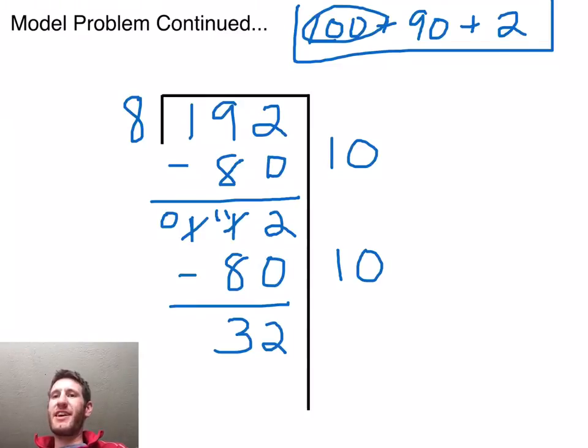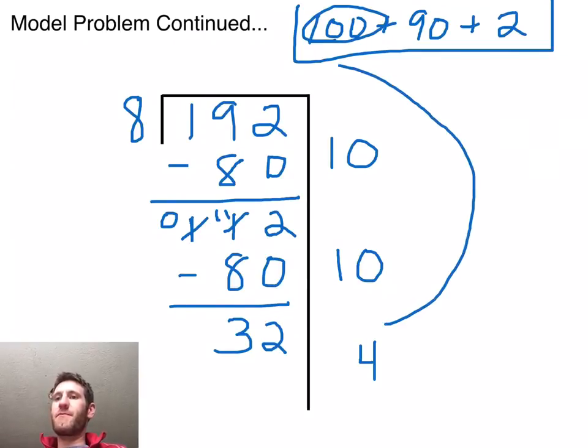So I think next, how many 8s are in 32 without going over? I know there's at least 1, 2, 3, because that'd be 24. But wait a minute. I know that 8 is a factor of 32. And 4 is the other factor. So there are at least 4 groups of 8 in 32. So again, I'm going to go right over here.